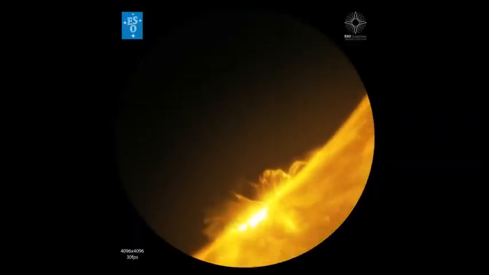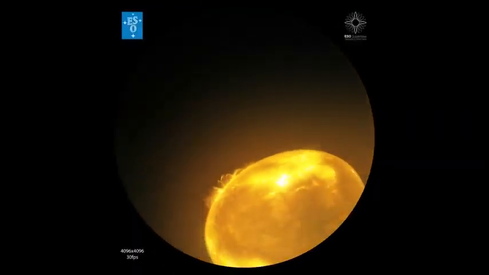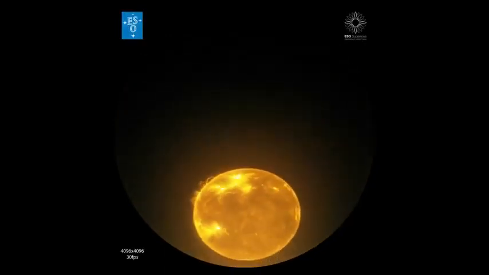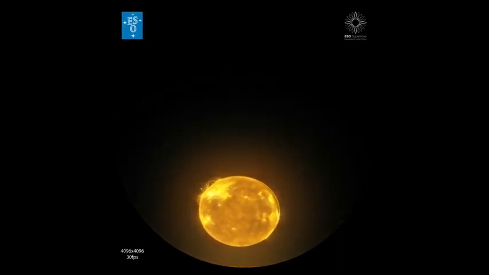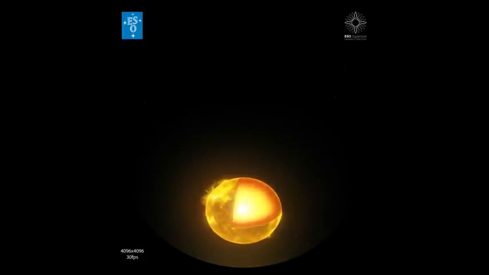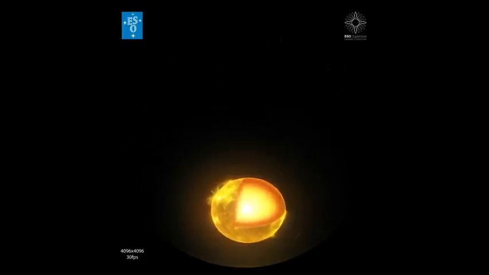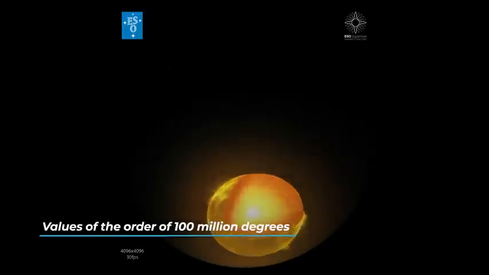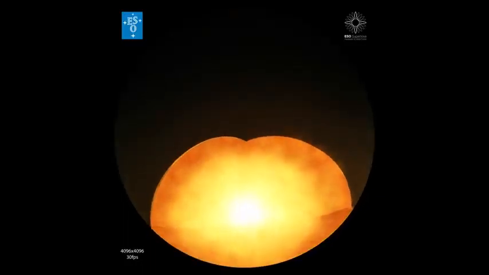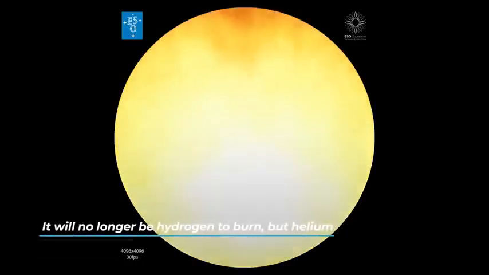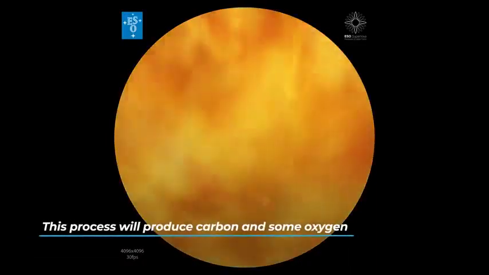Since the radiation pressure generated by the combustion of hydrogen fails, the star is no longer in a condition of hydrostatic equilibrium. It will therefore tend to contract. The outermost layers of the star will then press on the innermost ones and on the core. This increase in pressure on the central regions of the star will increase the core temperature up to values of the order of 100 million degrees, so that new thermonuclear reactions will be triggered. This time, however, it will no longer be hydrogen to burn, but helium, and this process will produce carbon and some oxygen. The effect is that the star will expand and become a red giant.